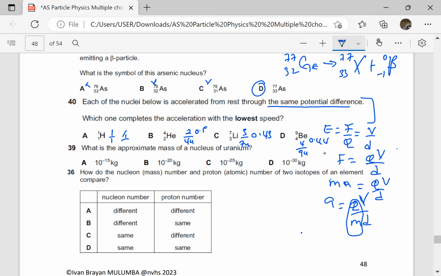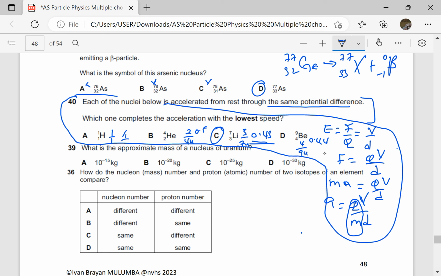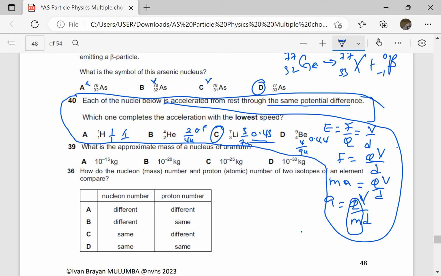So it means the one with the smallest charge to mass ratio has the smallest acceleration. So the answer is C. It's not D. I should say this part of the question, electric fields, is purely A level. But the answer is C.